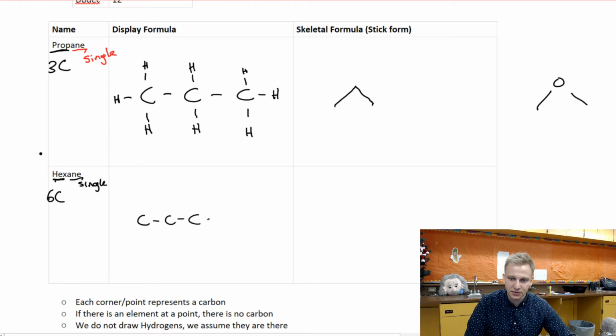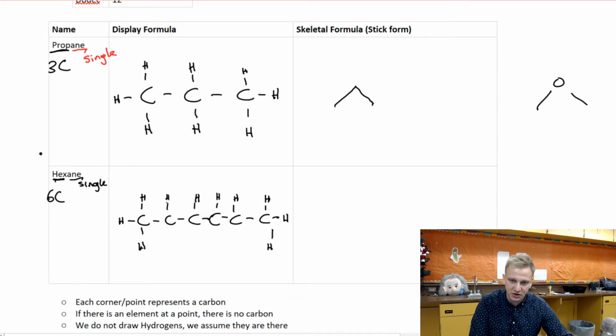1, 2, 3, 4, 5, 6 carbons. These 2 on the end will need 3 hydrogens beside them to fulfill carbon's desire for 4 bonds. And then each of the ones in the middle here will get 2 hydrogens. Now I'm sort of talking really slowly and delaying the process of me drawing this because it takes an obnoxious amount of time for me to actually draw in all of those hydrogens.